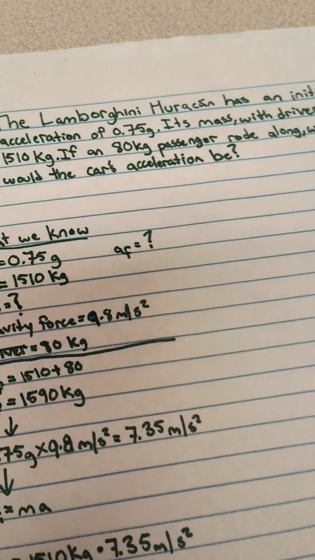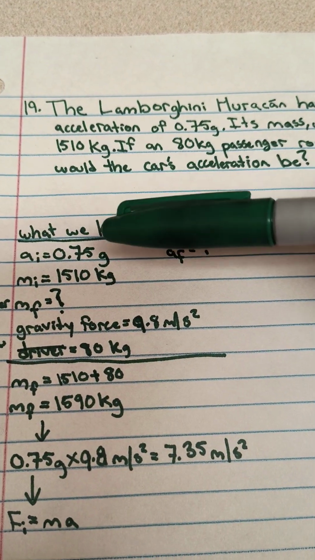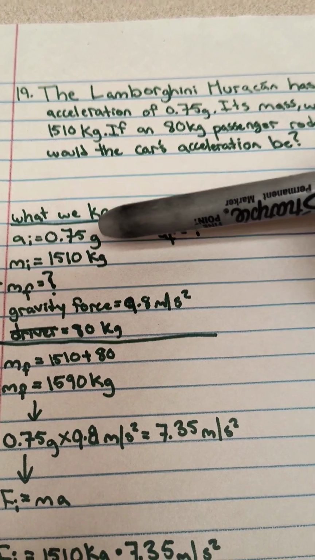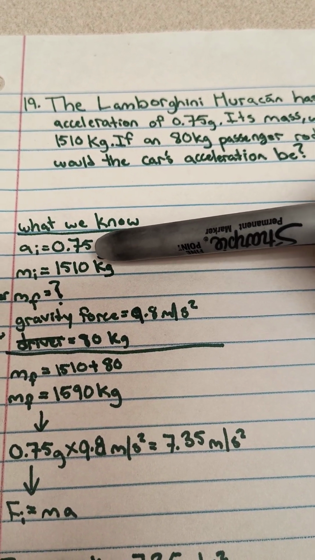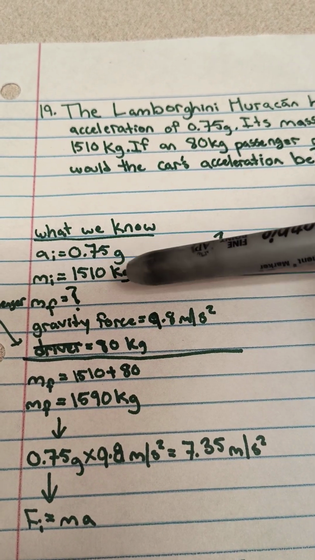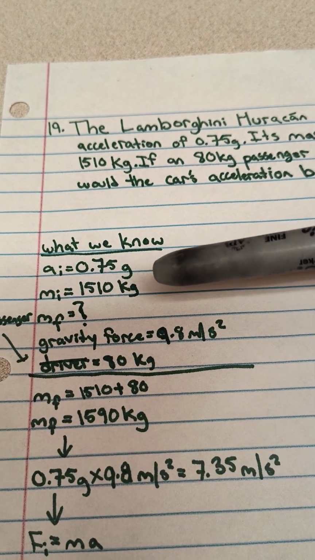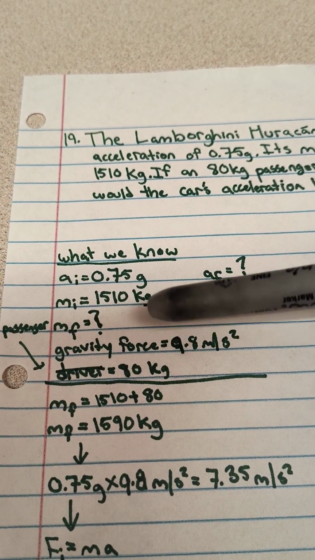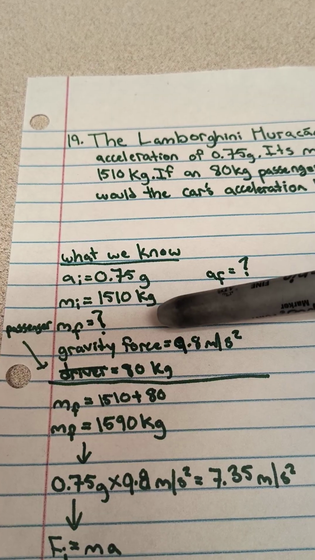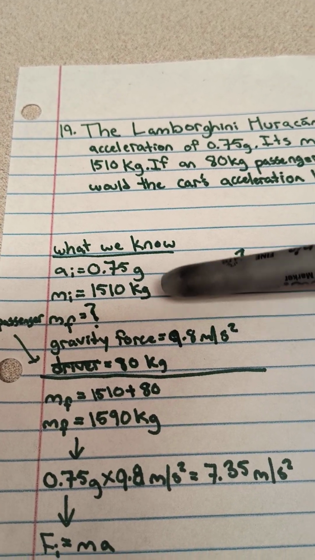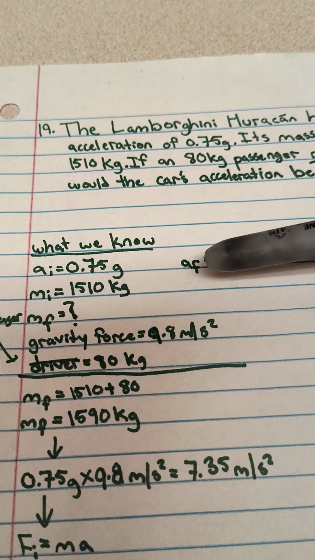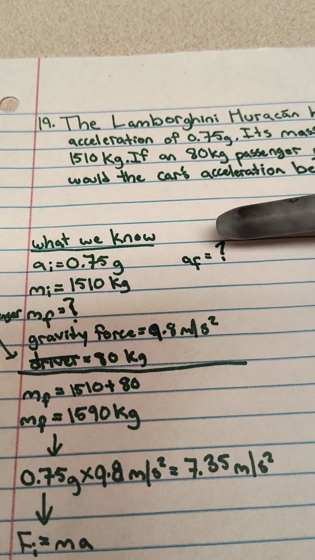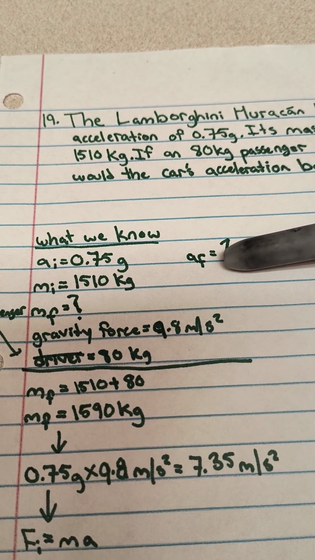And so, what I wrote out first was the stuff we know. Based off what we were given, we know that the car's initial acceleration is 0.75 grams. We know the car's initial mass is 1,510 kilograms. We don't know the final mass with the passenger. And the passenger we know weighs 80 kilograms. We don't know the final acceleration.